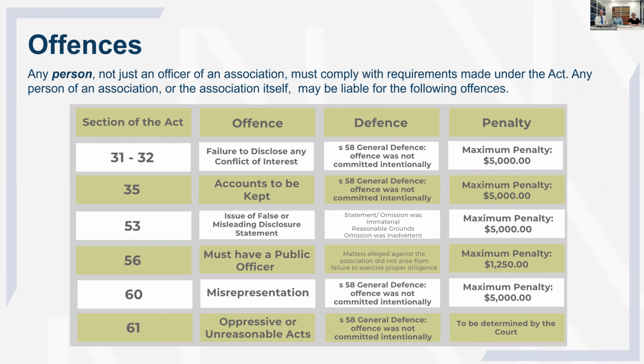Now, the final one is Section 61. That's oppressive or unreasonable acts. This is sort of taken from the Corporations Act with respect to shareholders' actions or directors.